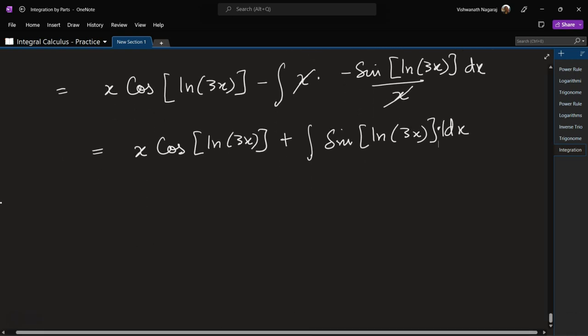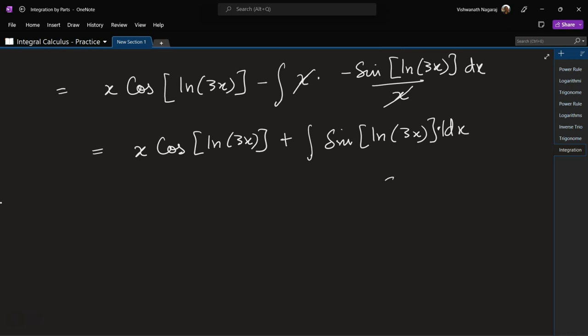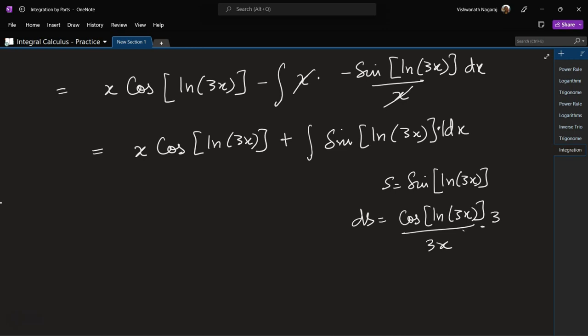Again we do integration by parts. So let's say s is equal to sine of natural log of 3x. So ds would be cos of natural log of 3x, times the derivative of natural log of 3x, which is 1 by 3x, then we differentiate 3x, so 3 cancels, dx. We get cos of natural log of 3x by x dx.